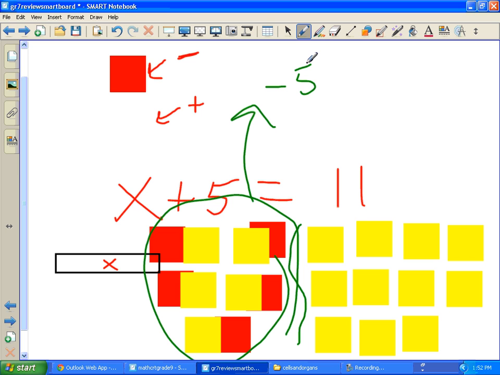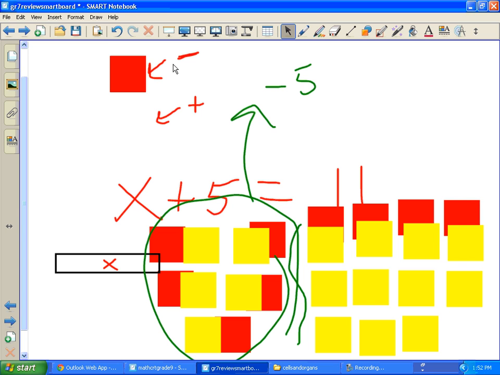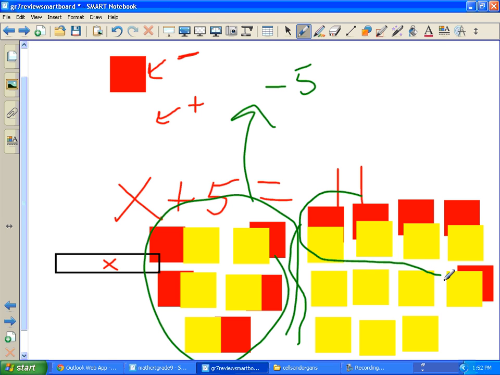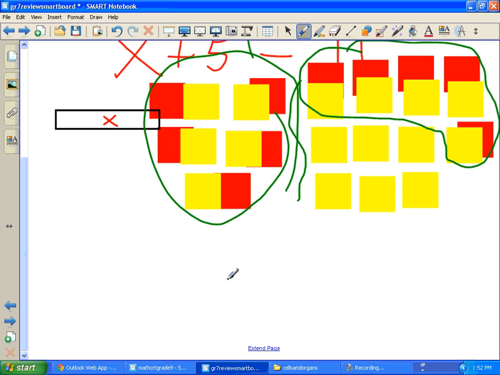But of course, because it's like a balance, you must do the same thing to the other side. So I need to cancel out 5 as well. 1, 2, 3, 4, and 5 right here. So all of these are canceled out. I could circle them if I wish to show that they're gone too. Zoop, gone.